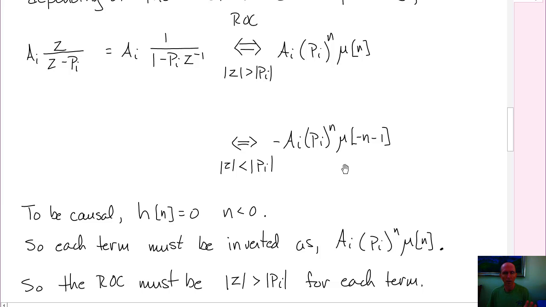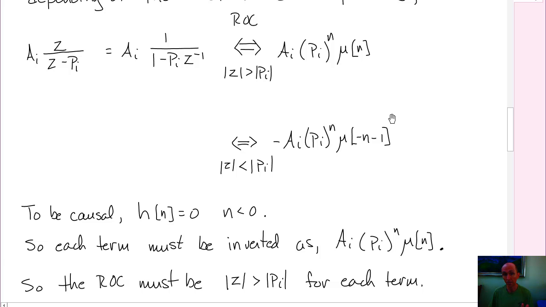So, what do we need for causality? Now we know, as you saw when you went back and reviewed, for the system to be causal, we need h of n to be 0 for n less than 0. So for negative values of n, h of n must be 0. And then we come up here and we look at the two possible inverses.